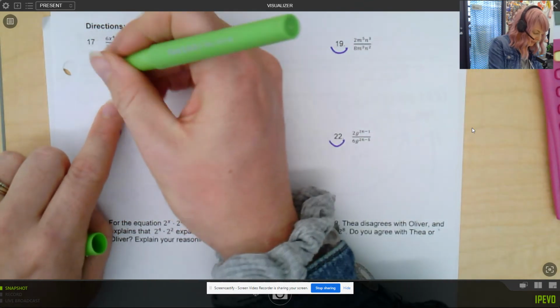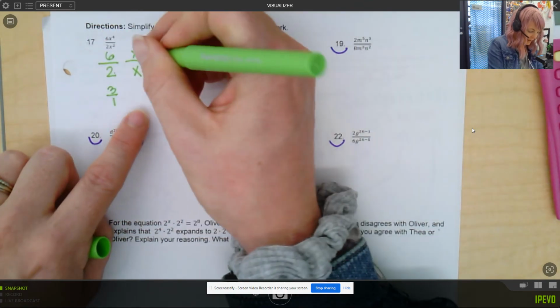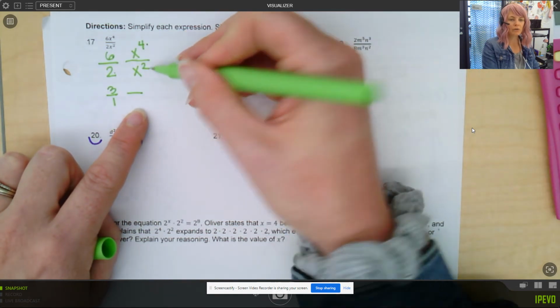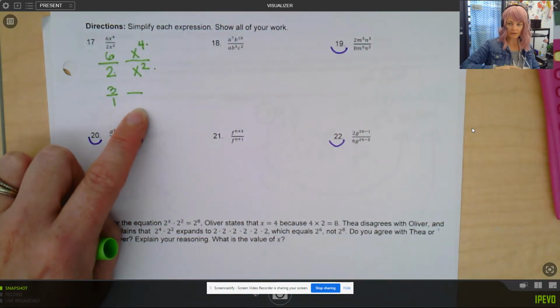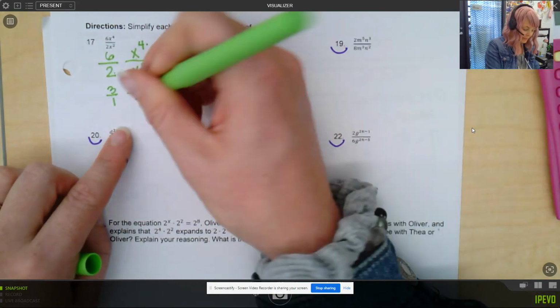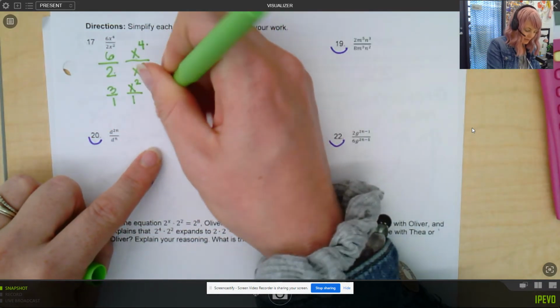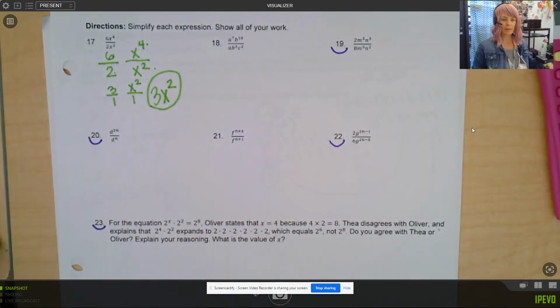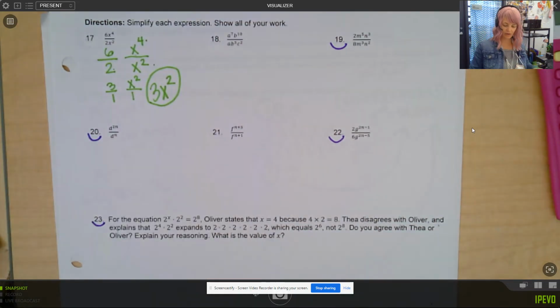6 over 2, we know is 3 over 1. x to the 4th over x to the 2nd. There's 4 factors in the numerator. There's 2 factors in the denominator. 2 factors will cancel out, and the leftovers will be in the numerator. There'll be 2 left. So our final answer is 3x to the 2nd, all in the numerator, so we can just give that as our answer. Remember, final answer, no negative exponents, no parentheses, no multiplication dots. Coefficient in front, variables in alphabetical order. Cool. Okay. Moving on to 18.